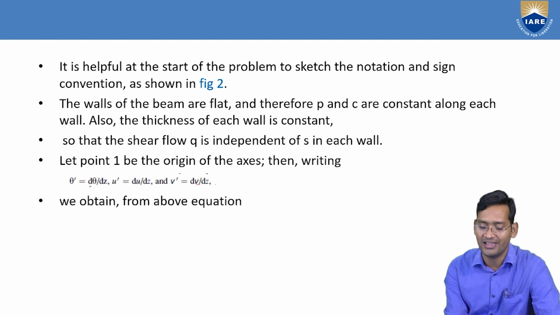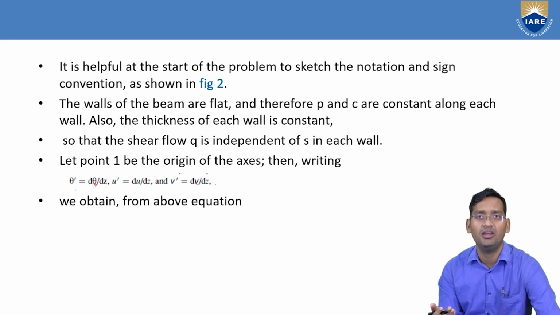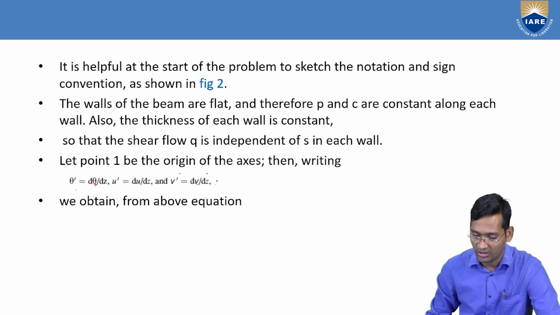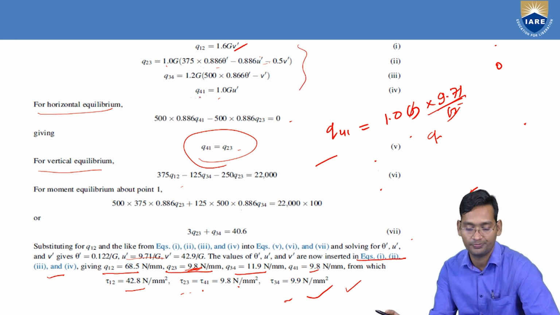And we just assume theta dash for d theta by dz, u dash for du by dz, and dv by dz as v dash. So after substituting these things, we got these 4 equations.